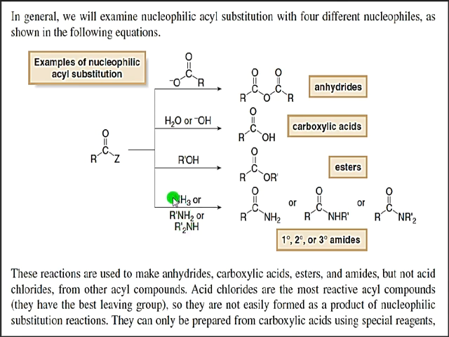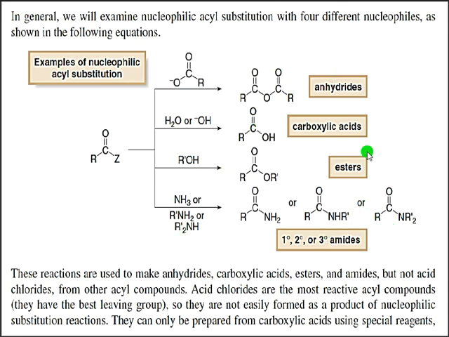If you use ammonia, you get a primary amide. If you use a primary amine, it gives you a secondary amide. If you use a secondary amine, it gives you a tertiary amide. If you use a tertiary amine, no amide-forming reaction will happen, but it will give you salts, not the amide derivative.